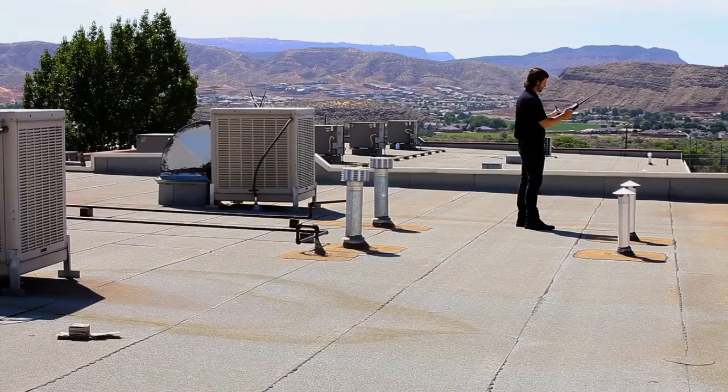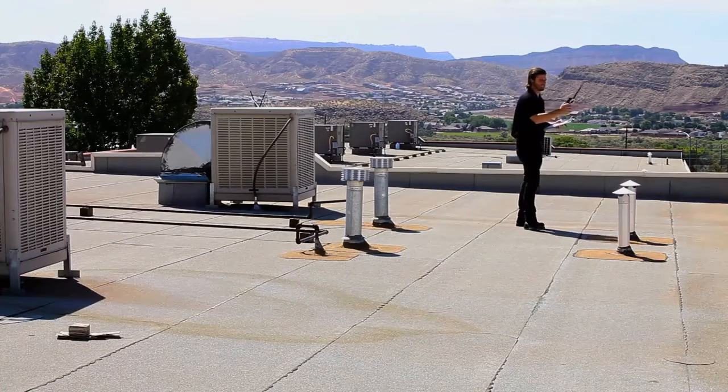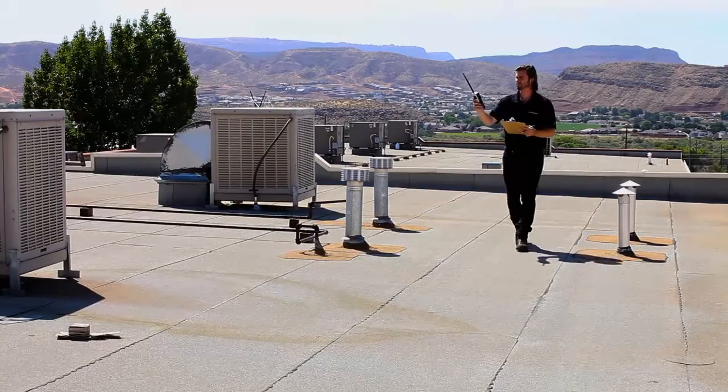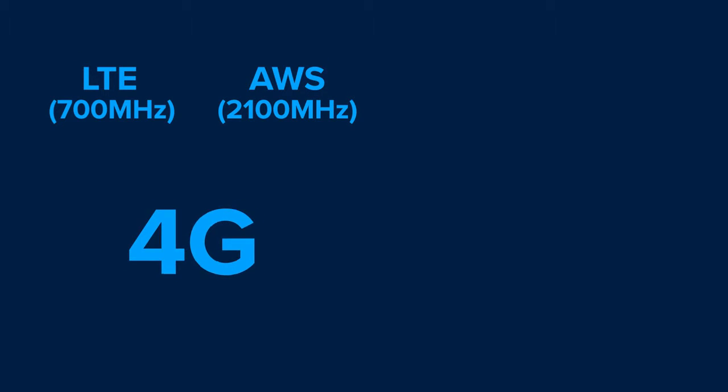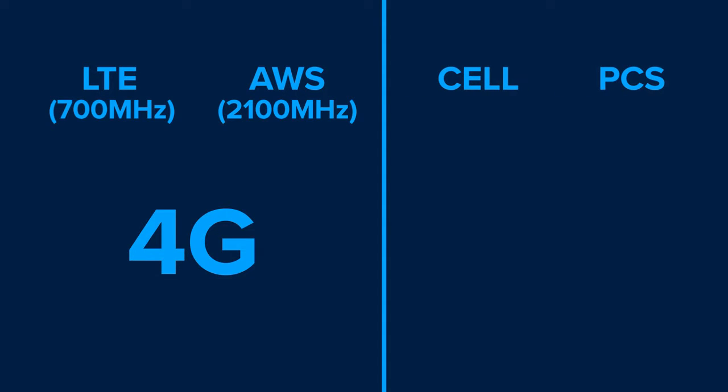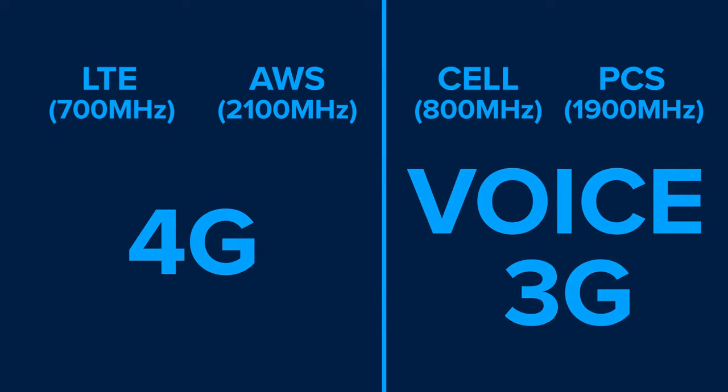When you get to a job site, you want to assess the signal for all carriers. Each carrier uses different channels within each frequency range, LTE, cellular, PCS, and AWS, for different uses. The FCC divides up cellular frequency into bands or channels, and each carrier is allotted certain channels to operate on. Basically, LTE, 700 MHz, and AWS, 2100 MHz, are primarily used for 4G data, with some exceptions for voice over LTE. Cellular and PCS, or 800 and 1900 MHz, are exclusively voice and 3G data for all carriers.